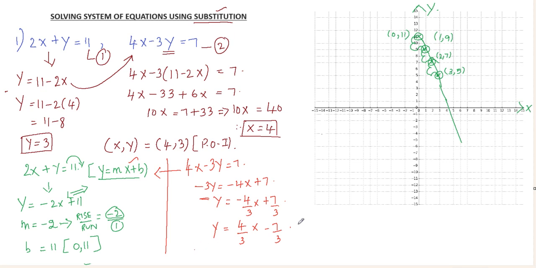Now let's try to plot the equation. The m value is 4 by 3, where 4 represents your rise and 3 represents your run. Similarly, the y-intercept value is minus 7 by 3. So try to solve this equation, plot the graph and let me know in the comments.